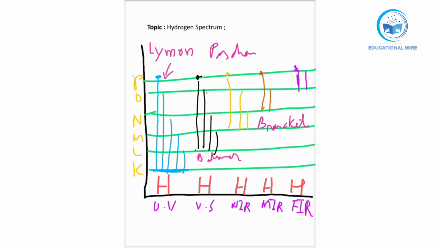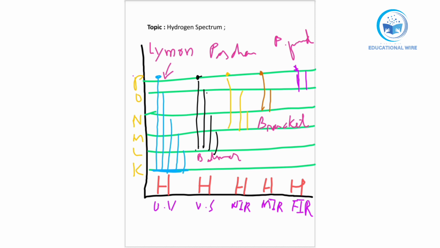It's called the Brackett series. And lastly, if there are more infrared rays, it's called the Pfund series. But in our syllabus, till here, we just know this. In intermediate, we will know more about this. These are the names of the series.